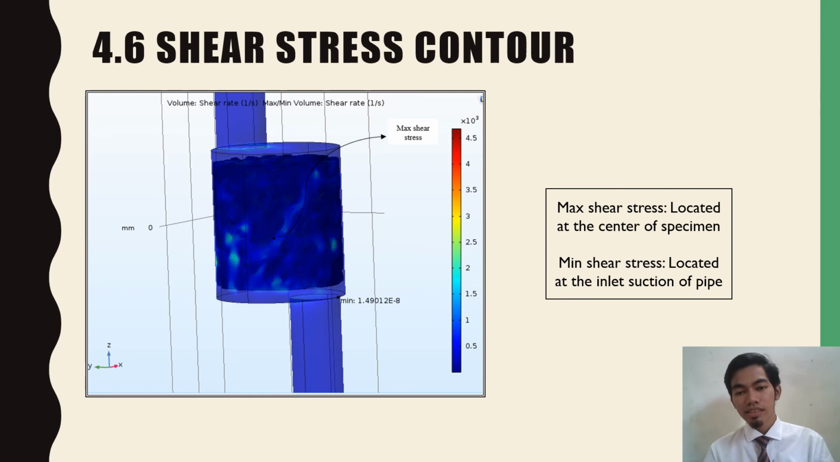Next is the shear stress contour. It was found that the maximum shear stress is located at the center of the bone specimen in the chamber, while the minimum shear stress is located at the early inlet section of the chamber, as shown in the figure.